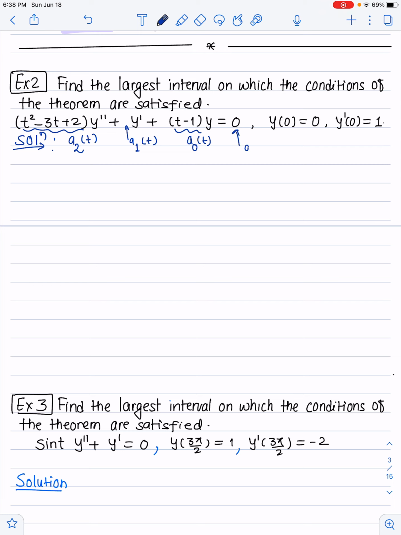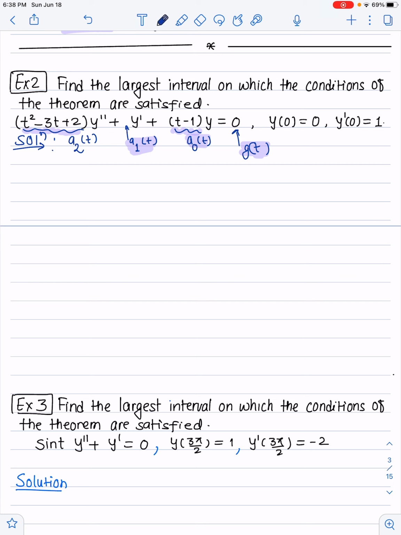So this is my g of t. You can see this is a quadratic function, t square minus 3t, so it is continuous on the real line. Then a1(t) is just 1, which is constant, and it is continuous on the real line, and a0(t) is this one. This is a linear function, which is continuous on the real line, or you can say negative infinity to infinity. And g of t, which is 0, is a constant function, and this is also continuous on the real line.